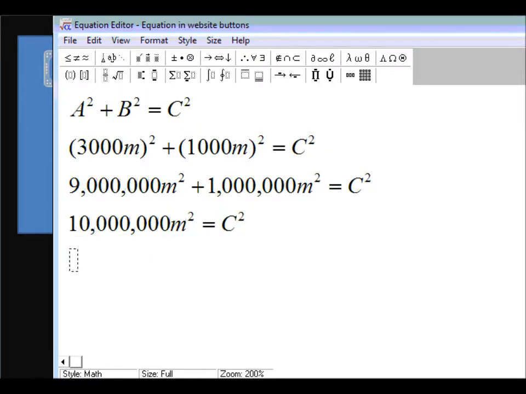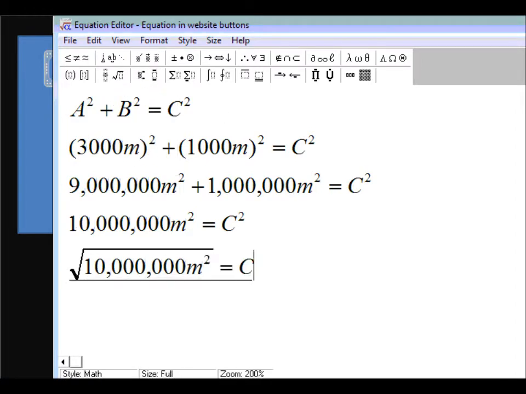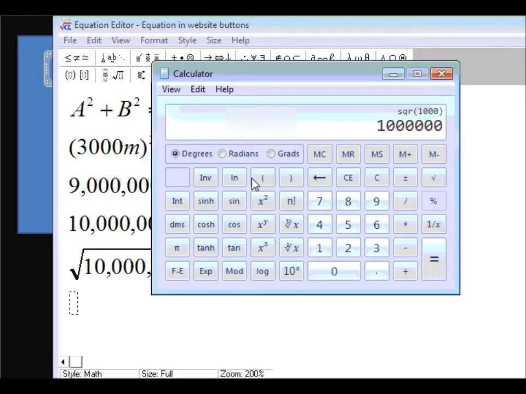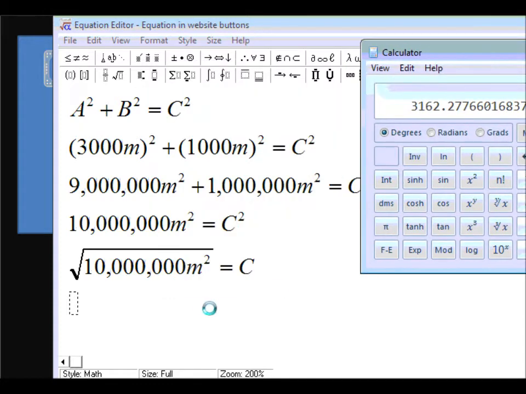We're almost finished. All we have to do to solve for the hypotenuse is to take the square root of both sides of the equal sign. So I need to take the square root of 10 million. Take the square root of it, and I have 3162.28 meters rounded to 2 decimal places.